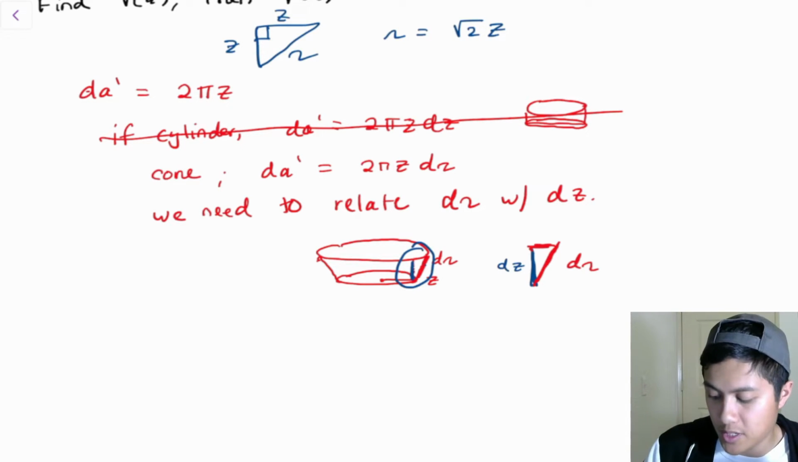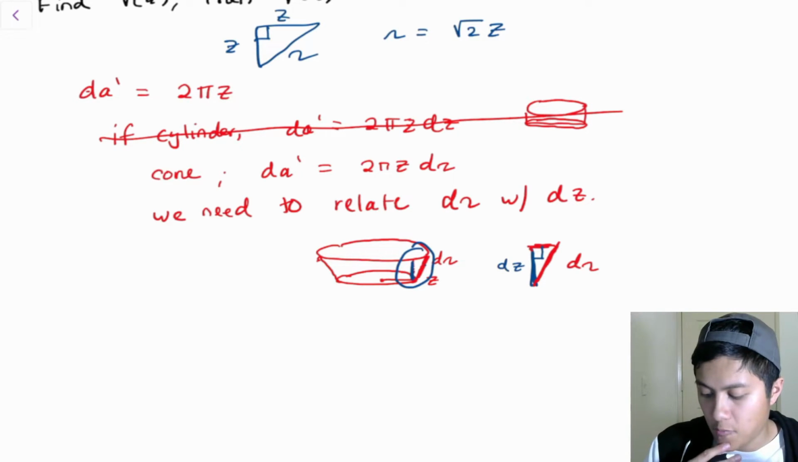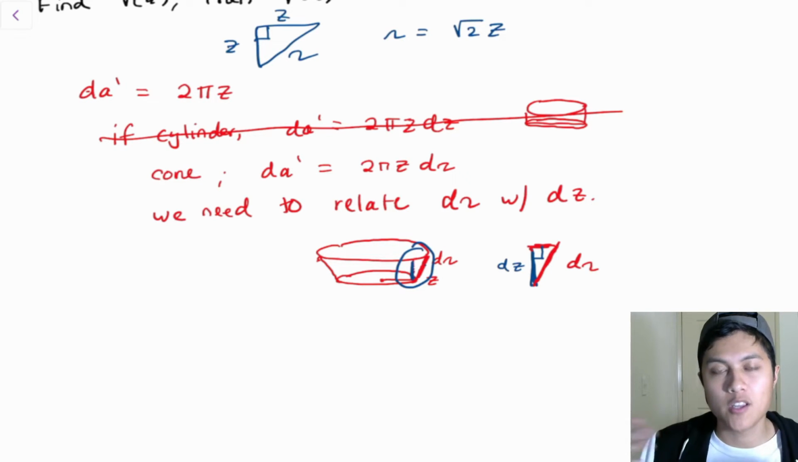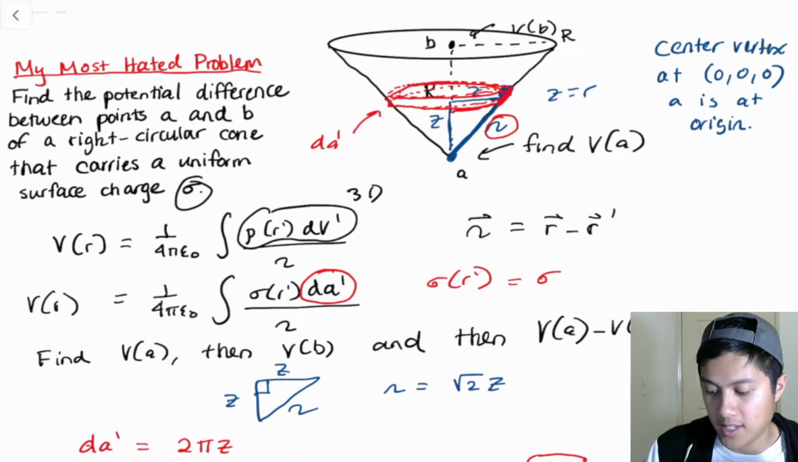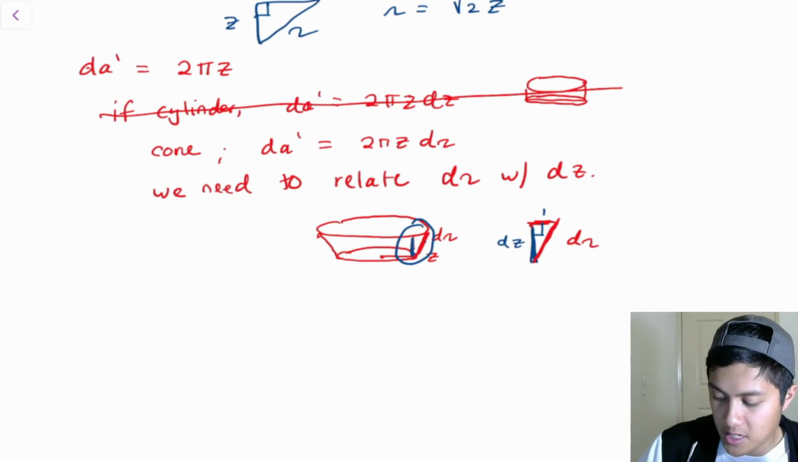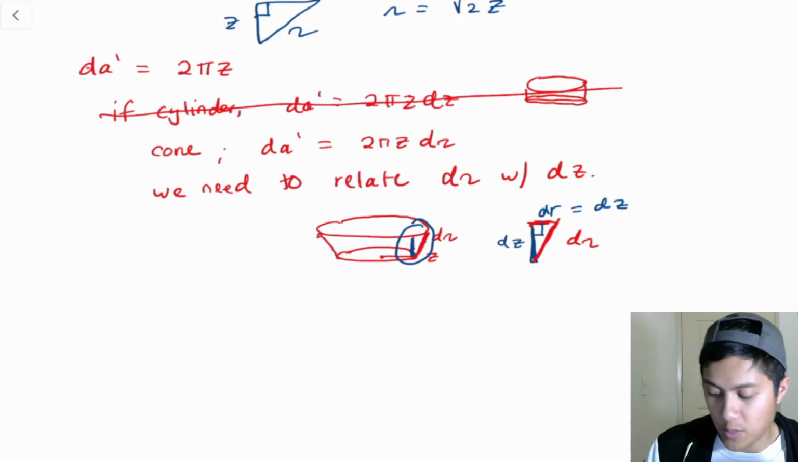How do we figure out what this top leg of our triangle is? Remember, this is a right triangle right here. And if we want to figure out what that top leg is, the easiest thing to do is just realize that this is a right circular cone. Remember that changes in z correspond to the same amount of changes in radius. Remember, I said that z is equal to r. So if z is equal to r, that means if this is a dr right here, dr is also equal to dz. So, great.